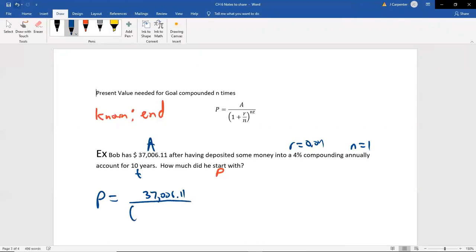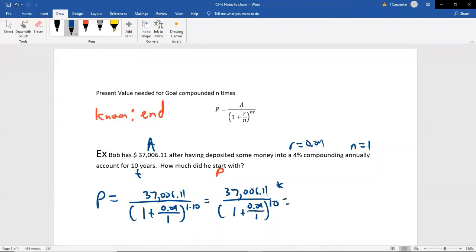So plugging these into the formula, P equals 37,006.11 over, parentheses, 1 plus the R, which was 0.04, divided by the N, which I'll write as 1, raised to the NT, which is 1 times 10. So that's 37,006.11 over 1 plus 0.04. I don't really need to write the divided by 1, even though it's still okay to be there. But you definitely need to pre-multiply the exponents to make that a 10.